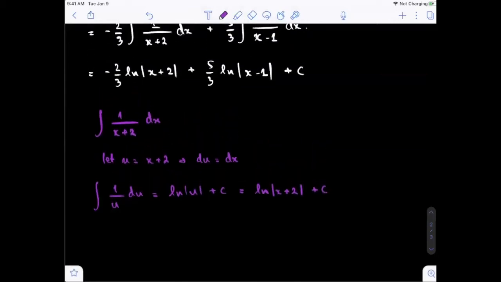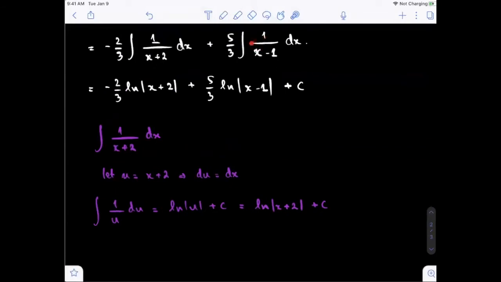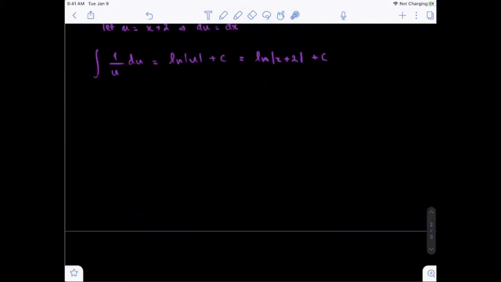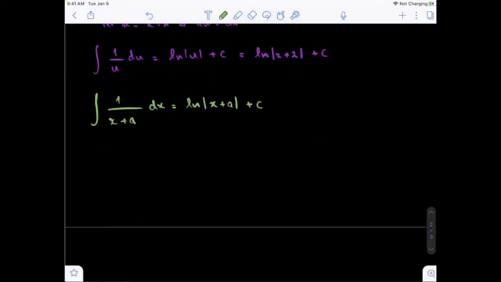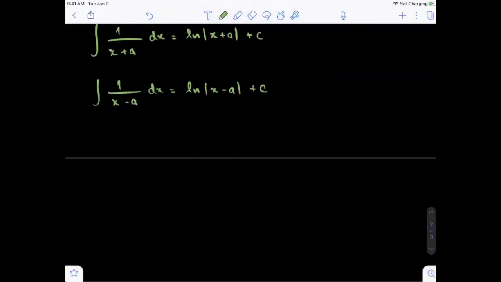And in a similar manner, you can obtain that the antiderivative of 1 over x minus 1 is equal to ln of absolute value of x minus 1. So this is the formula I'm talking about. In general, the integral of 1 over x plus a dx is equal to ln of the absolute value of x plus a plus a constant c. The integral of 1 over x minus a dx is equal to ln of the absolute value of x minus a plus a constant c.